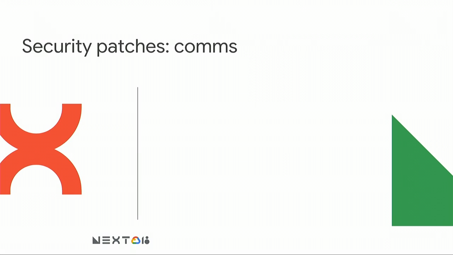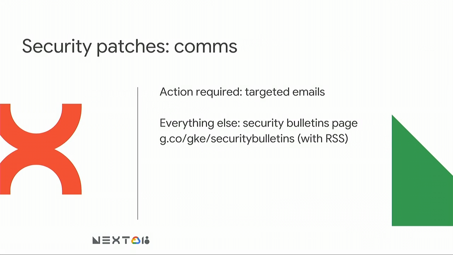So in general, how do we handle communications for security patches and similar issues? If there's a serious security vulnerability, we'll send targeted emails if it requires some action by the customer. And for everything else, we have a security bulletins page that you can see at this link, and it has an RSS feed you can also subscribe to. All these links are at the end, too.